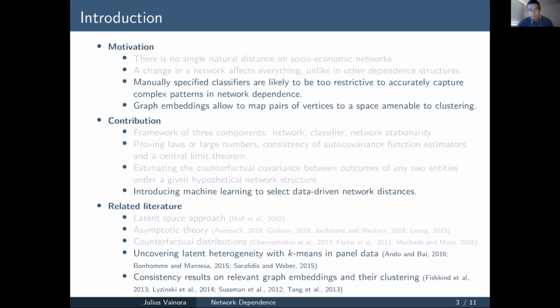And the fact that I am working with pairs of vertices rather than with single vertices, as you see, makes a big difference. So given this idea, given how graph embeddings work, it suggests that we may want to use machine learning to select some data-driven network distances. And it relates to the literature on uncovering latent heterogeneity, particularly using k-means as a clustering algorithm in panel data, and heterogeneity in slope coefficients or in fixed effects.